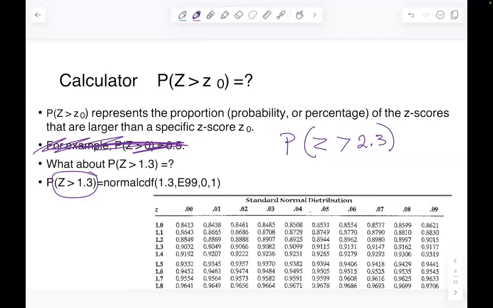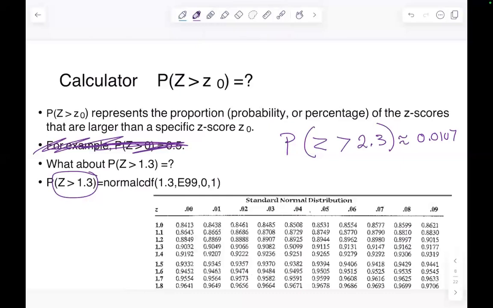Right now, we're going to do z-scores. So do the probability the z-score is greater than 2.3. Go ahead and do that in your calculator. It's going to be small. Beautiful. You got approximately 0.0107.